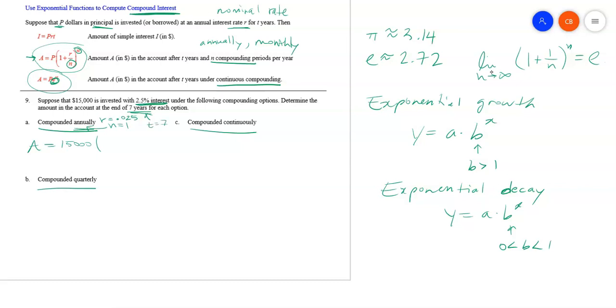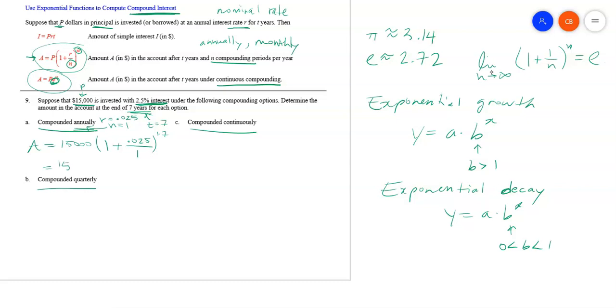And now we're ready to plug everything in. So it should go the principal, which is 15,000. I should signify that's the P there. And then we go times 1 plus the interest rate divided by the number of periods. In this case, the number of periods is just 1 because it's annual. And then the exponent is the number of periods per year times the number of years. So the number that ends up as the exponent is the total number of periods that have occurred, which is 1 times 7 there.